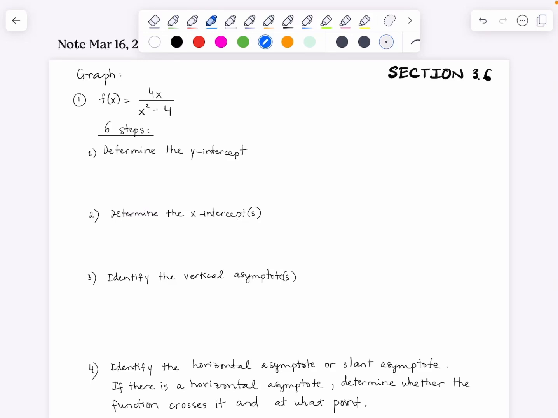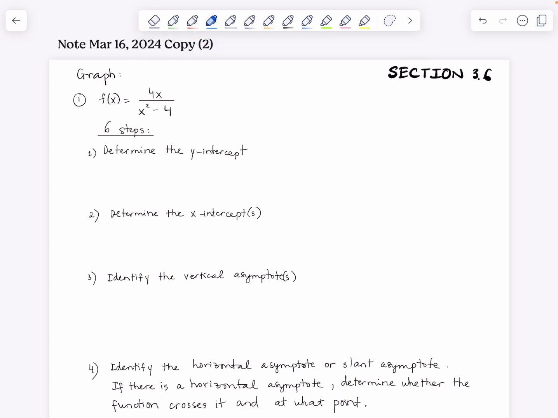In the last lesson, you just learned how to find the vertical asymptotes, horizontal asymptote, or a slant asymptote. Today, we are going to apply all those three concepts to try to graph a rational function. Let's look at the first example. Graph f of x is equal to 4x over x squared minus 4.